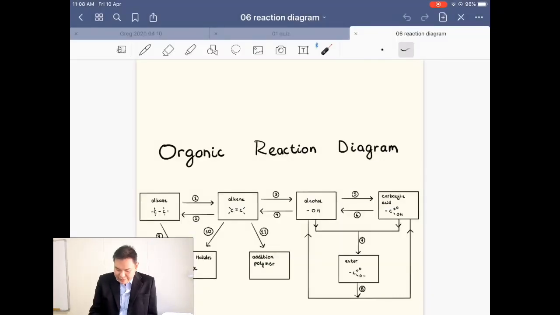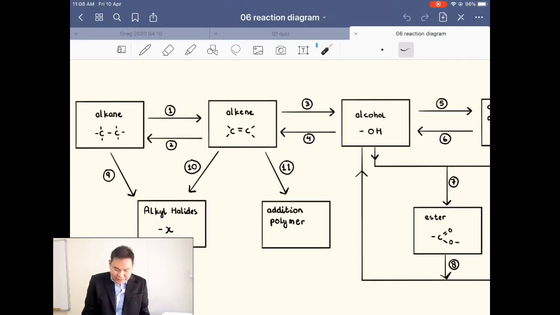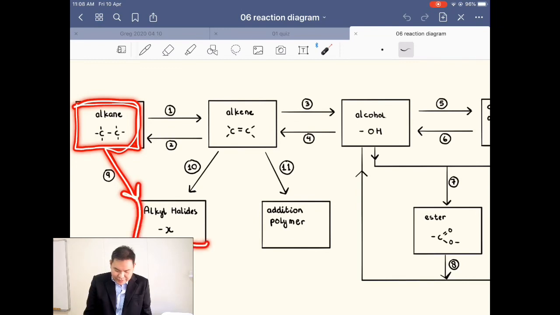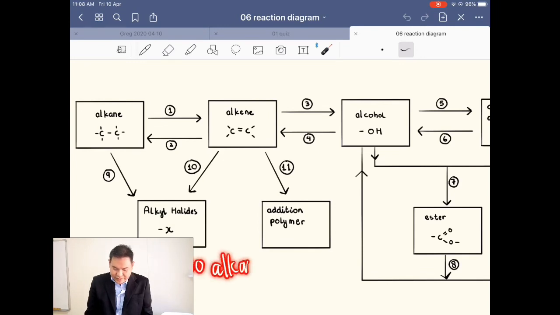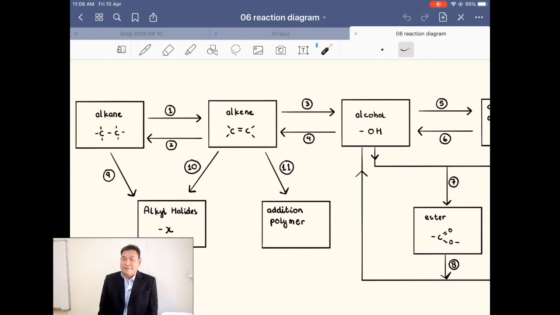Reaction number 9. Reaction number 9 is to produce alkyl halides, or some books call it halogenoalkane. Yeah? This is called halogenoalkane. And what is that? It's an organic substance that contains halogen. Right? All these halogens have only one bond, so it displaces the hydrogen. The hydrogen, you displace it with either F or Cl or Br or I.